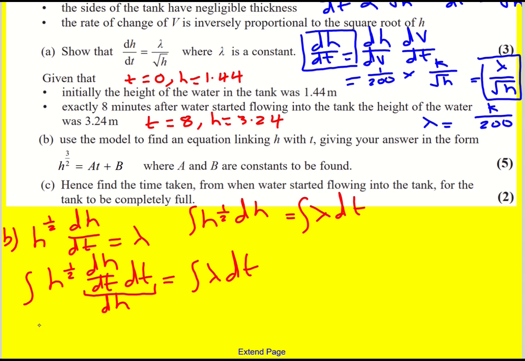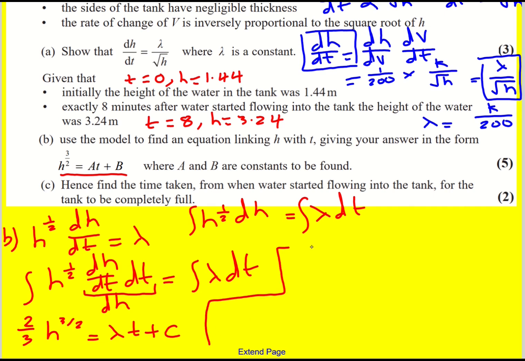Integrate the left-hand side with respect to h. That will become h to the 3 over 2, divided by that new power, so 2 over 3. And that is going to equal lambda t plus c. Okay, we've got ourselves an equation, and it's looking a lot like this. We just need to sub in some values now.